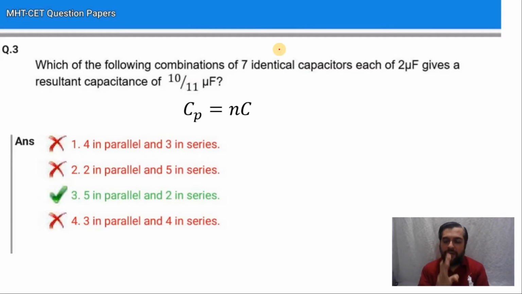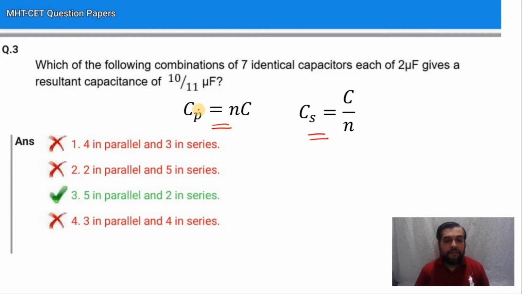If there are some n number of identical capacitors in parallel, then the resultant capacity will be C plus C plus C plus C, n times. So if there are n identical capacitors, the total capacity in parallel will be equal to n times C. Same way, if there are n capacitors in series, then 1 upon Cs will be equal to 1 upon C plus 1 upon C plus 1 upon C plus 1 upon C, which is nothing but n upon C. Reversing it, Cs will be equal to C upon n. This condition everyone knows for identical capacitors.